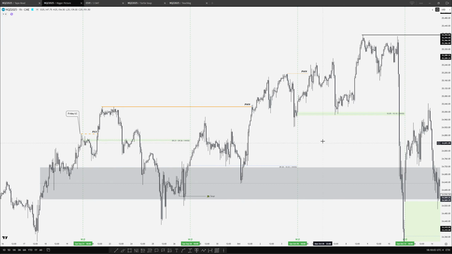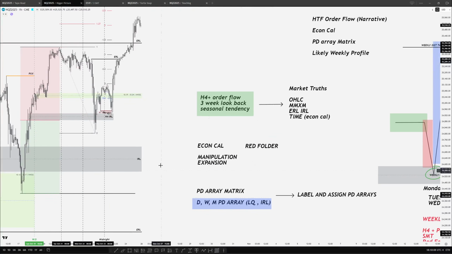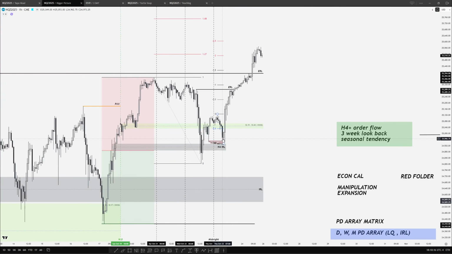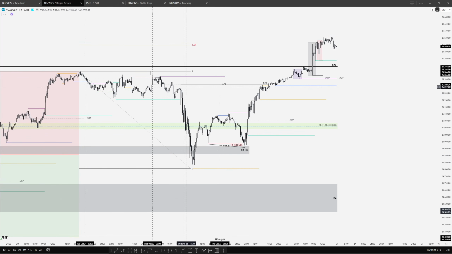So, and then entries, right? So let's take a look at entries. We talked about entries being basically just New York open, M15 run on stops or an imbalance. You can basically look at every single day of it being a one shot, one kill. So Thursday, let's go to the 15-minute chart. We'll clear some of this up.